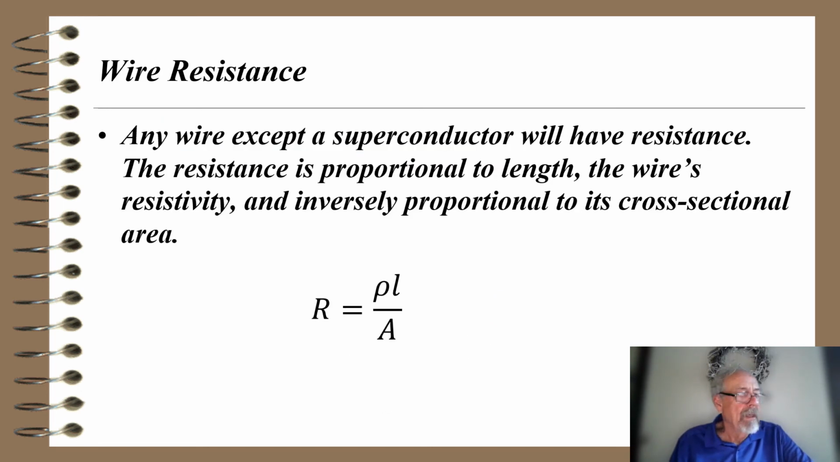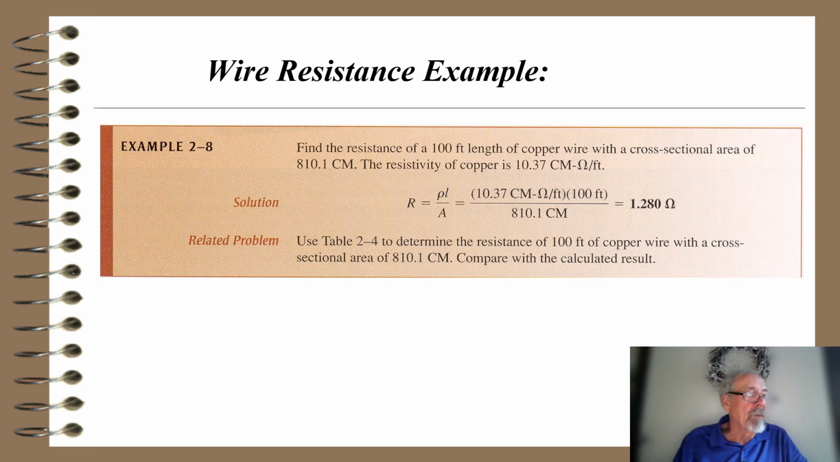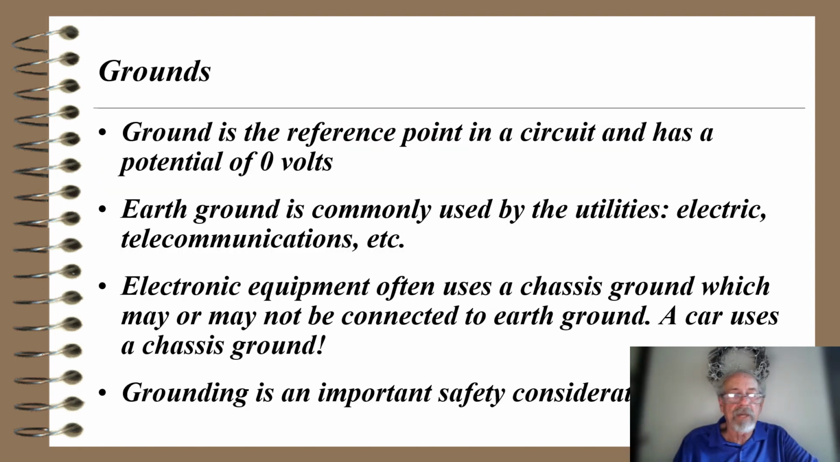So we continue on here and look at wire resistance. How we figure out wire resistance is by this equation. Any wire except a superconductor will have resistance. The resistance is proportional to the length and the wire's resistivity, and inversely proportional to its cross-sectional area. So resistance R is equal to rho, the resistivity, times the length L, divided by the cross-sectional area A. Here's a wire resistance example. I'm not going to go over this, but you can take a look at it, and you'll discover that it gives you a value for 100 feet of copper wire with a certain cross-sectional area.